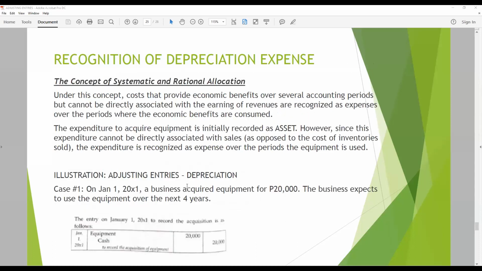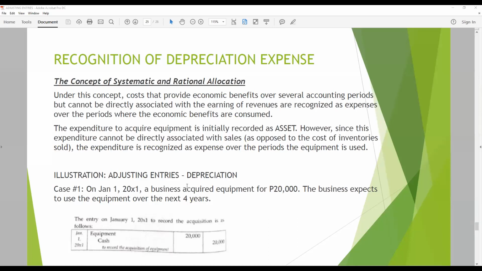So, done na tayo sa prepayments and accruals. Deferrals and accruals. Now, you also need to adjust your books for depreciation expense. So, under depreciation expense, you have the concept of systematic and rational allocation. Under this concept, costs that provide economic benefits over several accounting periods but cannot be directly associated with the earning of revenues are recognized as expenses over the periods where the economic benefits are consumed.